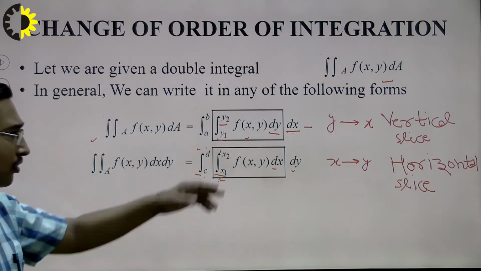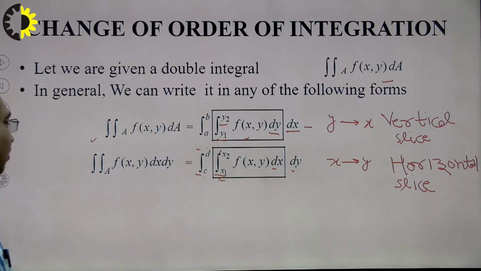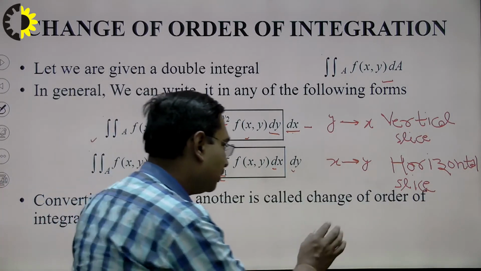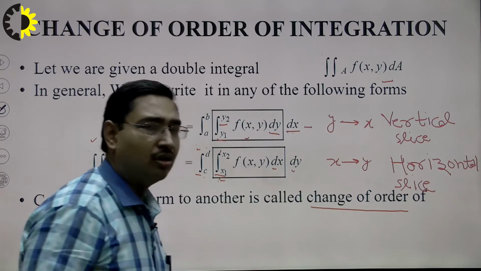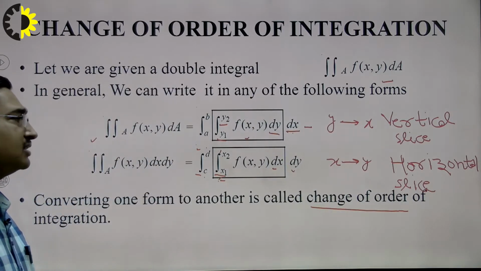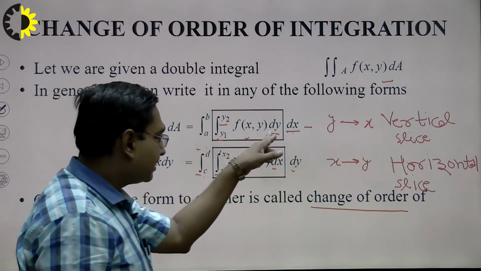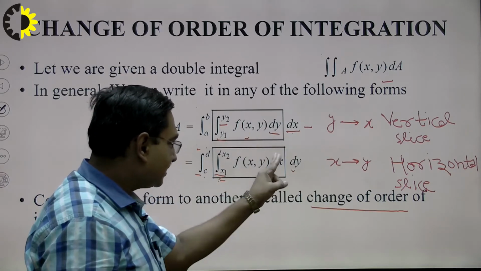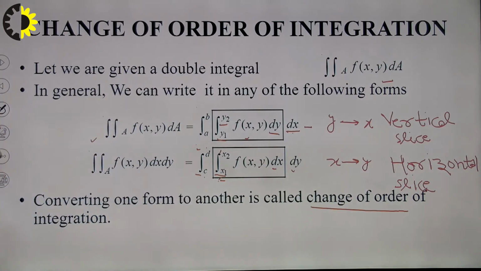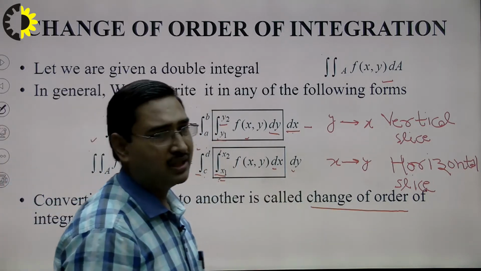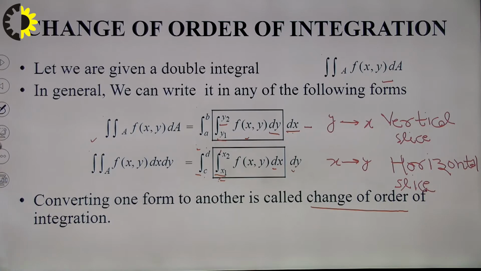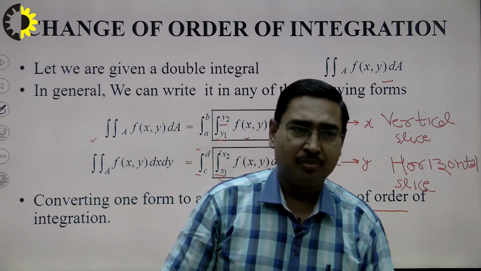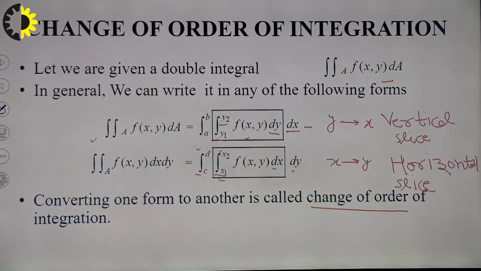Converting one form to another is called change of order of integration. Why are we using the word change of order? Because order refers here to sequence. In the first, the sequence is y then x. In the second, the sequence is x then y. So if we change the sequence of integration but the value of integral remains unchanged, then the process is called changing the order of integration.